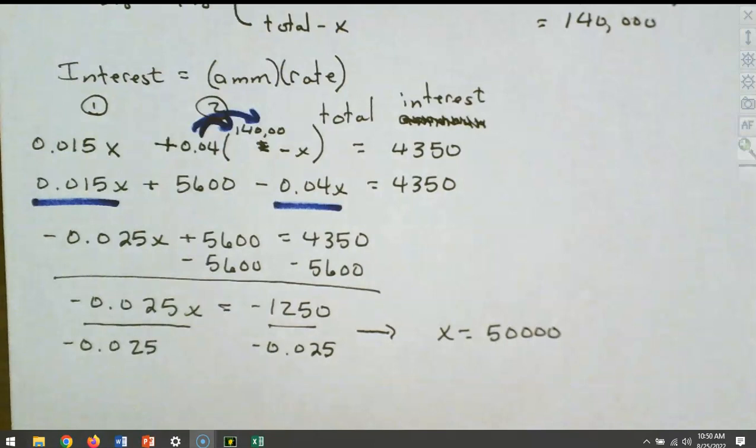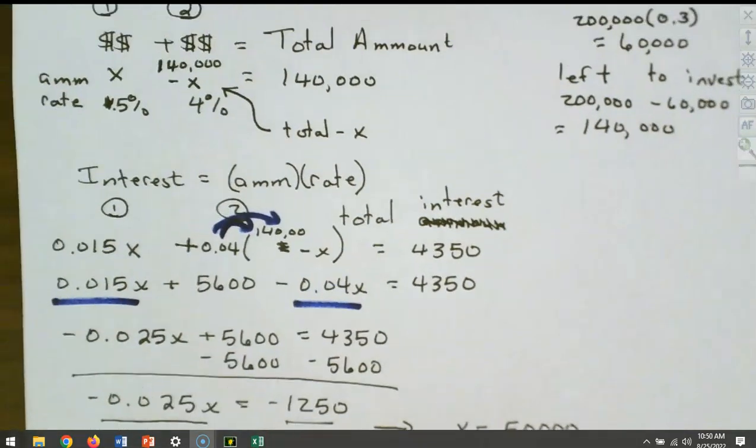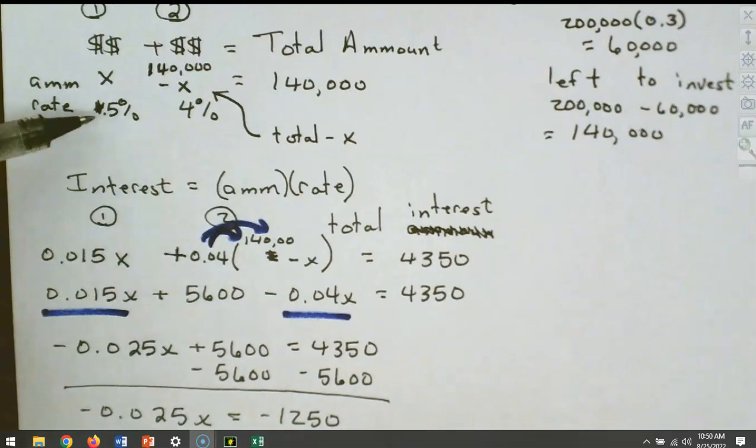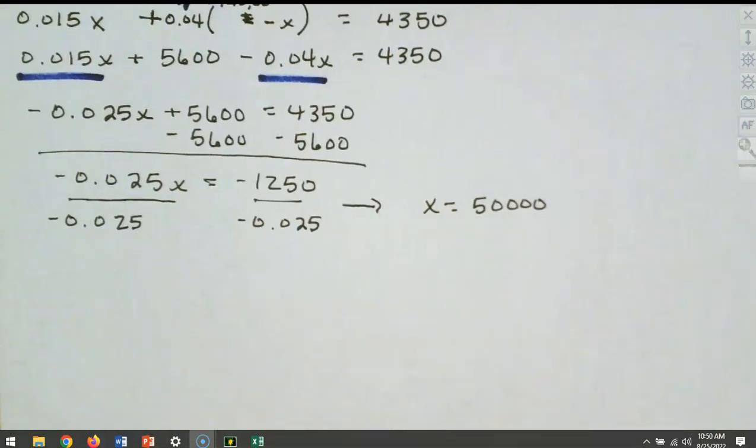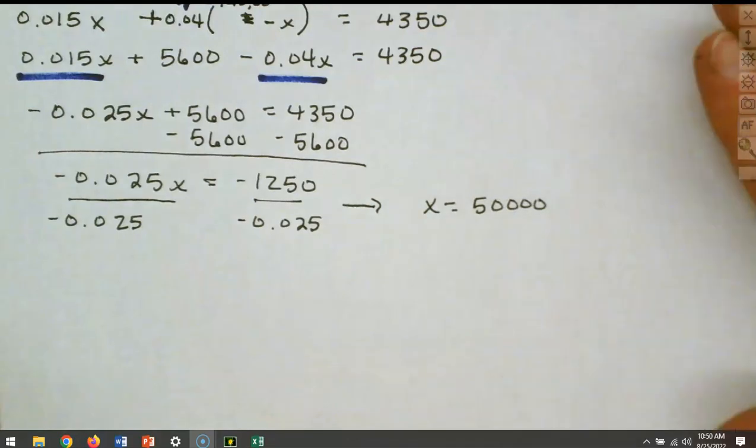Okay. Now, we need to get both of these funds. So which one did x go with? So we got x to be 50,000. So x is the 50,000, and it went with the 1.5%. So let's go ahead and get our answers. And then I want us to look at one homework question quickly here. So we'll finish this one up. We'll look at one homework question.